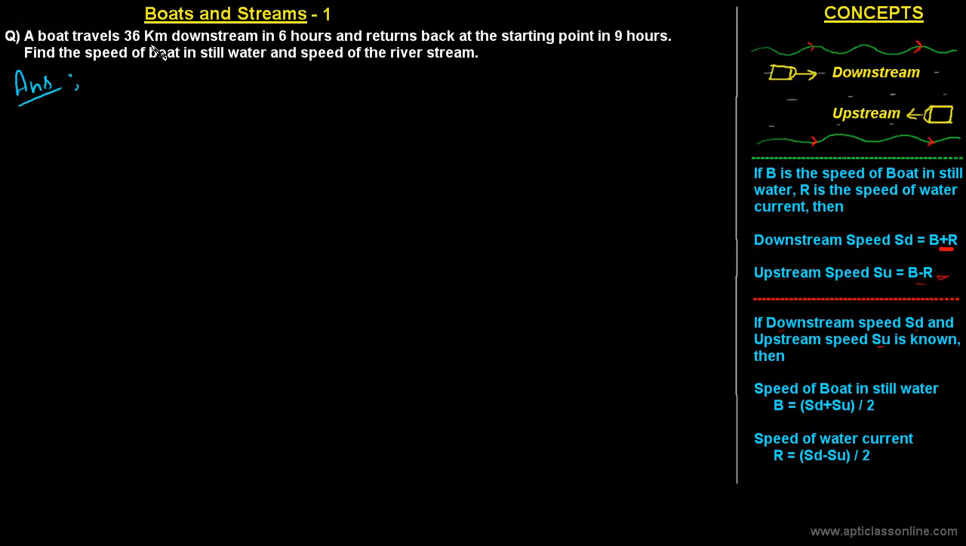A boat travels 36 km downstream in 6 hours and returns back at the starting point in 9 hours. Find the speed of boat in still water and speed of river stream. So let's make a diagram, simple diagram.